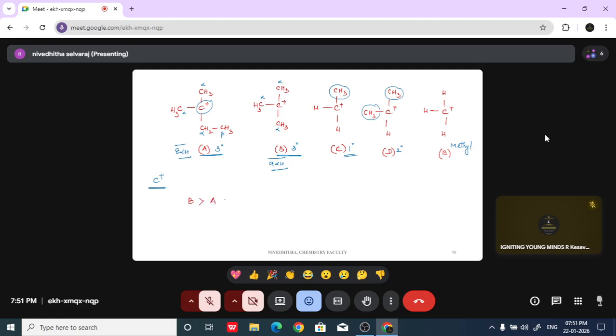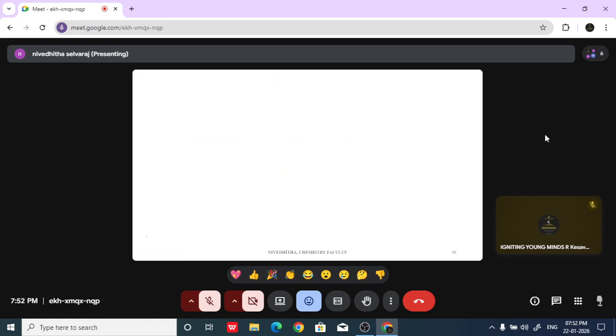Next is A. And see, both are tertiary. Next, D, ma'am. D. Very good. Next, C, ma'am. Next is E. Very good, Kanna. So this is tertiary, this is secondary, this is primary, and this is methyl. As far as tertiaries are concerned, this got 9 alpha hydrogen, which is most stable, and this got just 8 alpha hydrogen. That's it. Now I'm going to give you different set of carbocations.